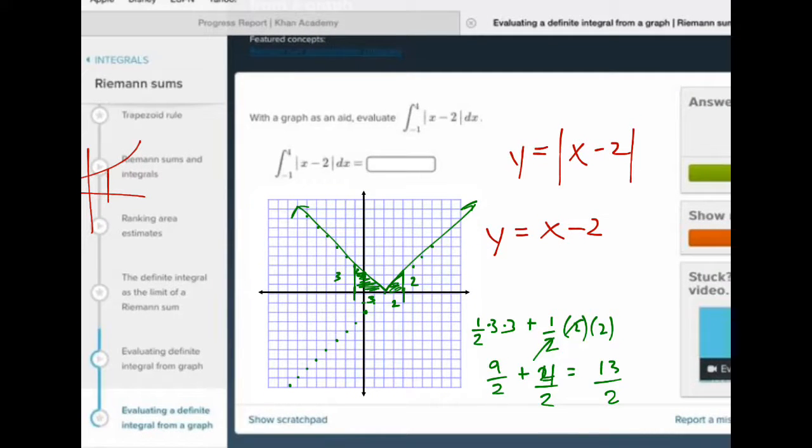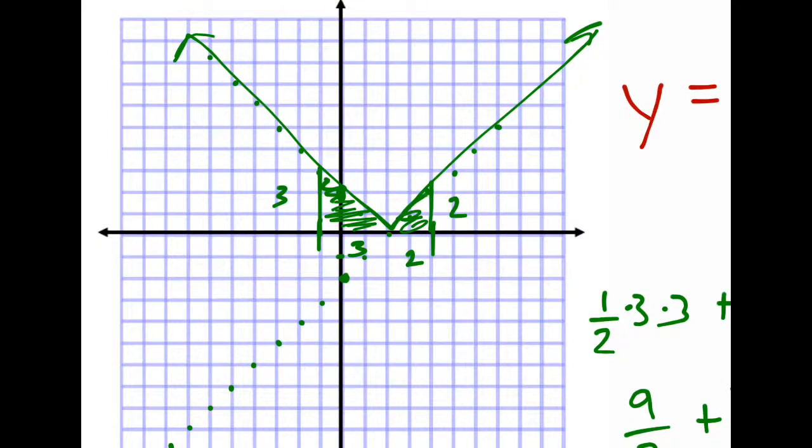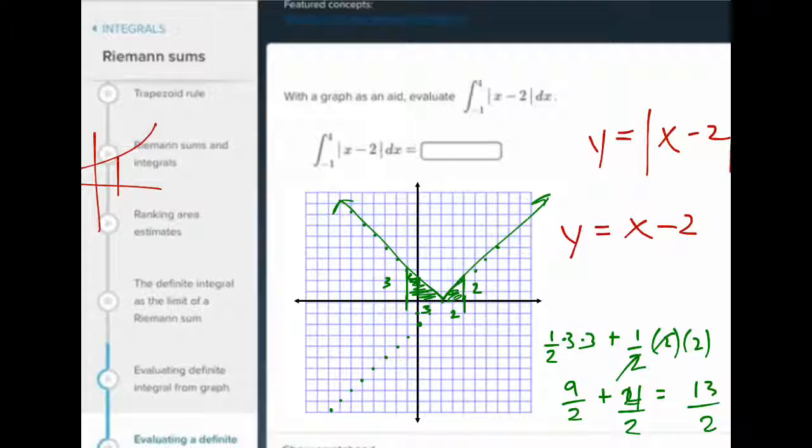I hope that's right, but that's how you do it. You just graph that and then be done. Did I do it right? 1, 2, 3, 4. Yes. Back 1. Yes.